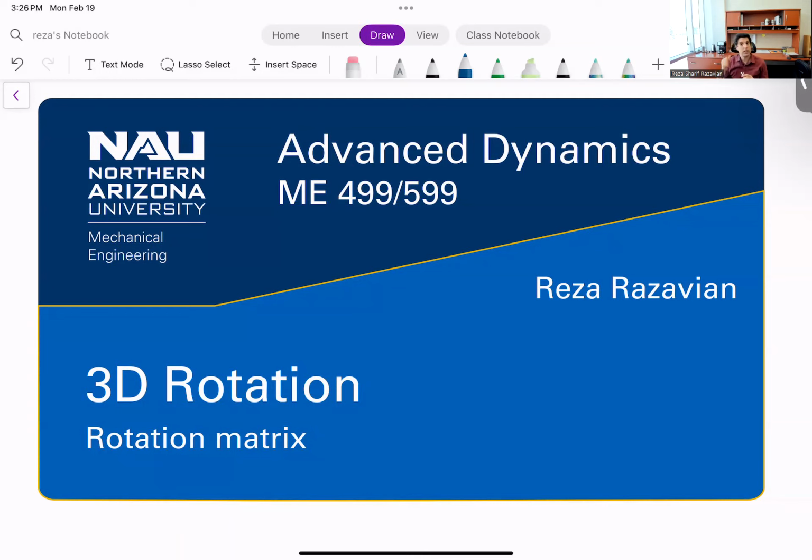So, starting this video, we'll be opening a new chapter in advanced dynamics, and we will start looking at rigid bodies.